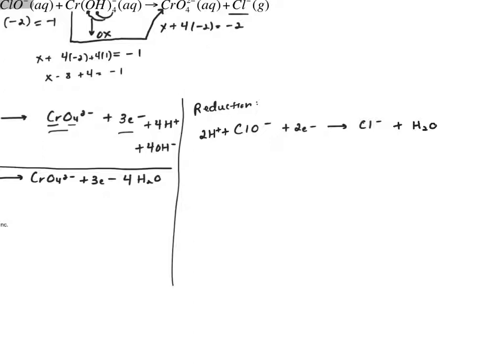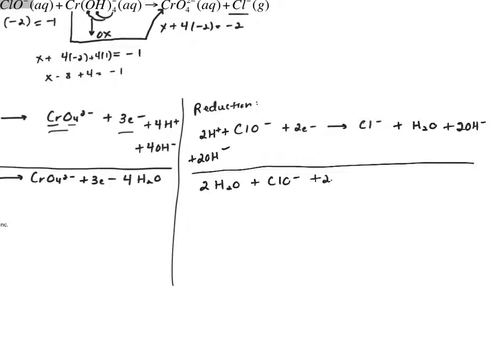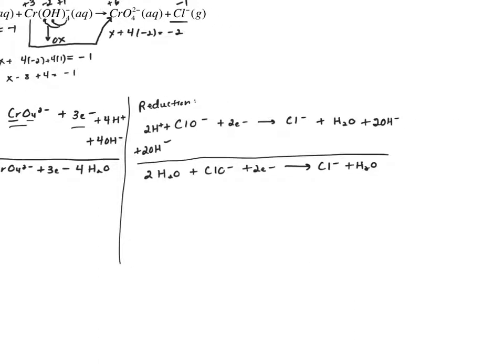We're going to add an equivalent amount of hydroxide. So we're going to add 2 OH-, but if I do it over here, I also have to do it over here. Okay? So when these come together, we've got H+ plus OH- gives us 2 H2O, plus ClO- plus 2 electrons goes to Cl- plus H2O plus 2 OH-.